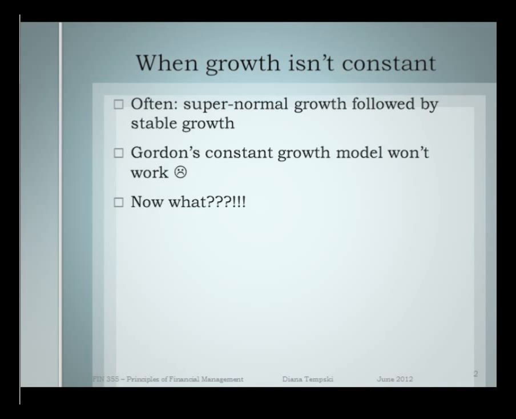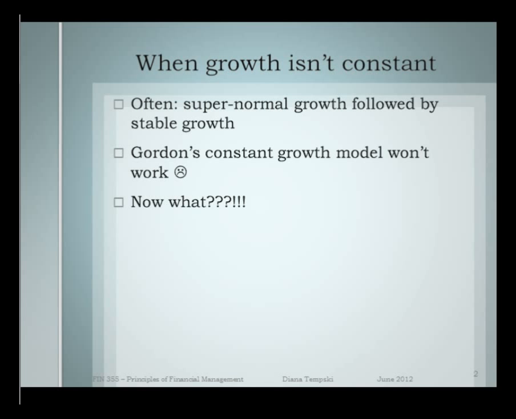So when growth isn't constant, what do you do then? You just assume the Gordon model, and with the Gordon model, we assume growth would be constant essentially forever. And for some stocks, for stable, mature companies, that works. We can find an average growth rate over time that can be applied. It works perfectly, but that's not all stocks. So what do we do then?